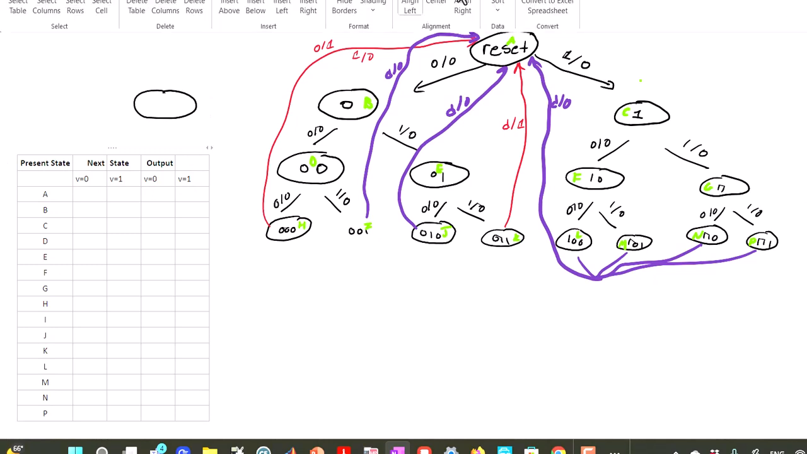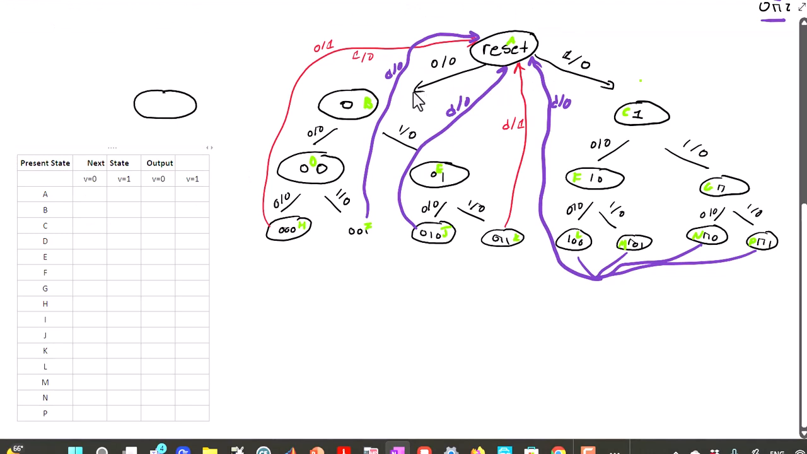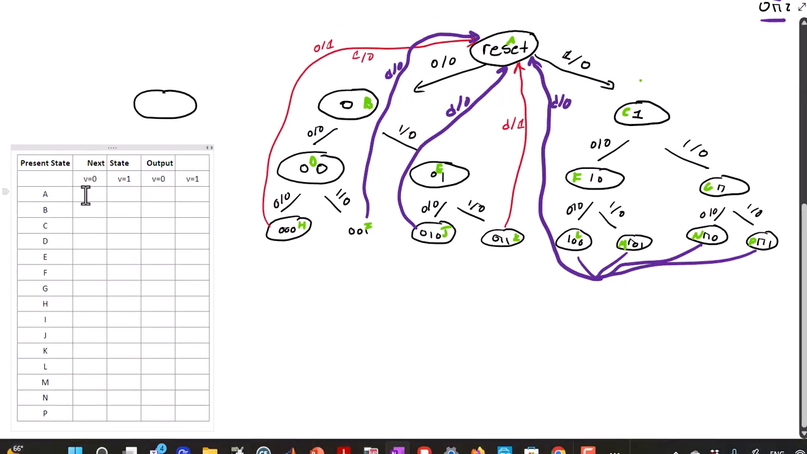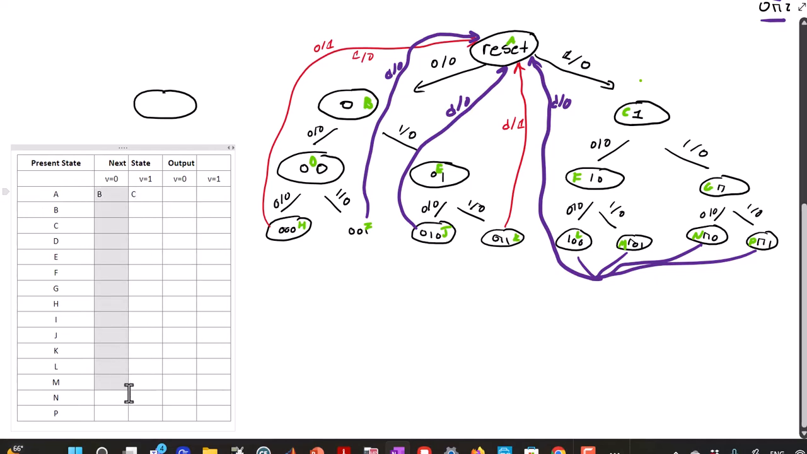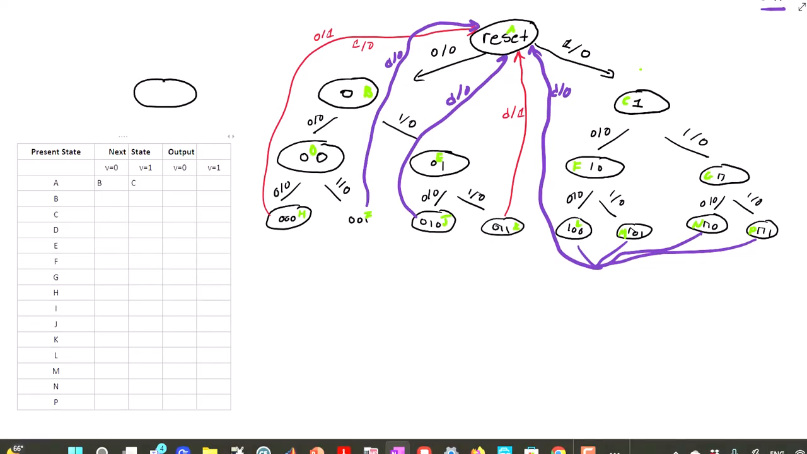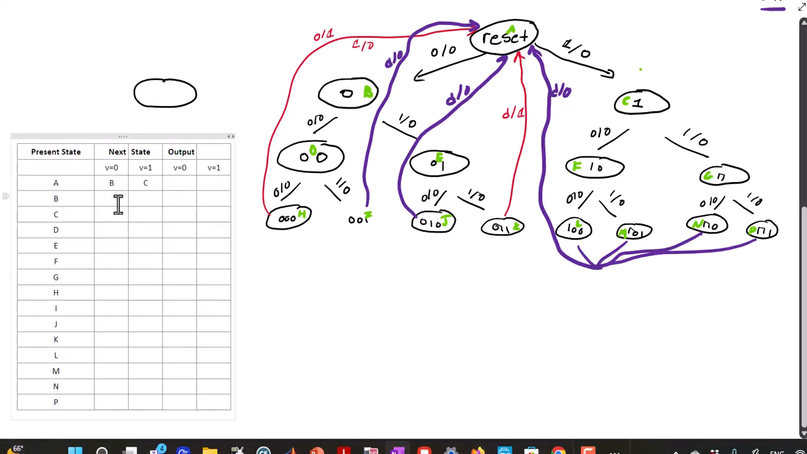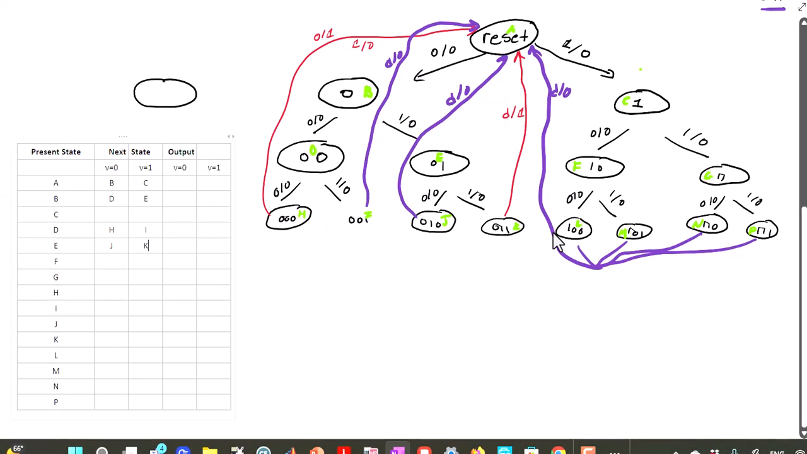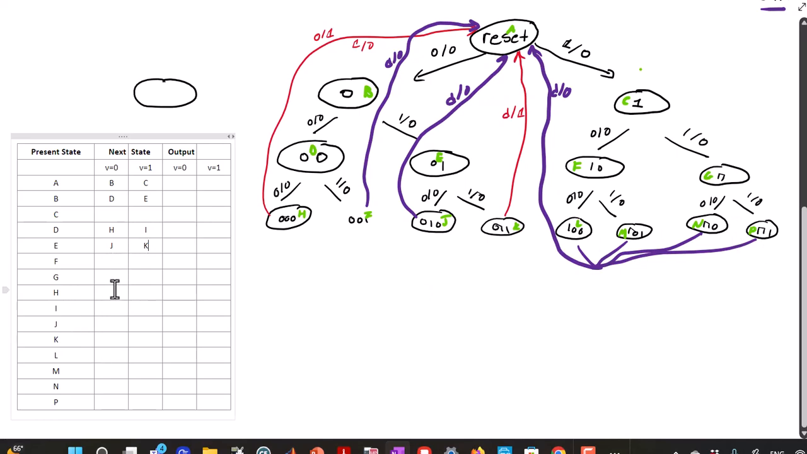Okay, so from the reset state, if I get a 0, I go to state B. And if I get a 1, I go to state C. And then let's just work with B. From B, if I get a 0, I go to D, and a 1 takes me to E. And from D, I go to H and I. And from E, I go to J and K. And from H, I, J, K, L, M, N, P, from all of those, I will go to A.